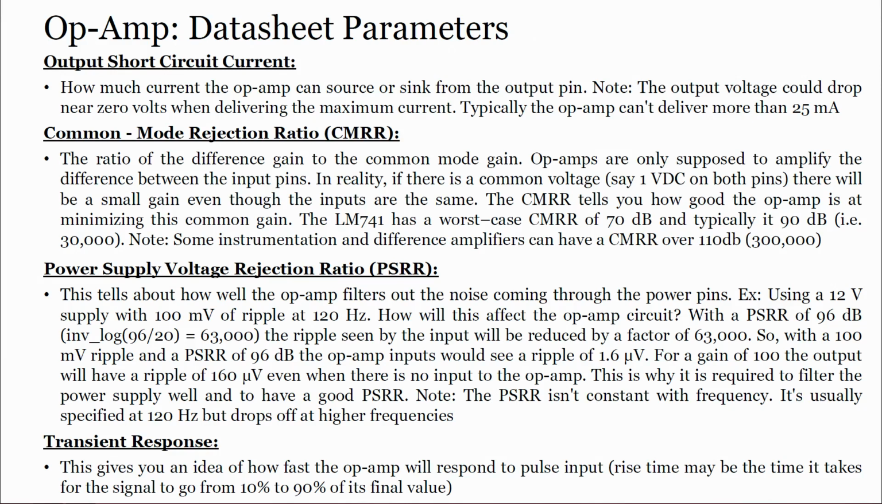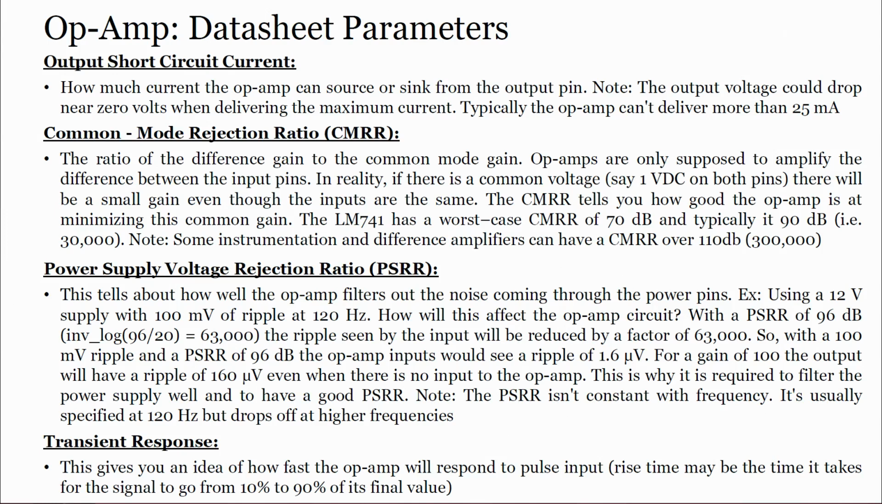So, using a 12 volt supply with 100 millivolts of ripple at 120 hertz, how will this affect the op amp circuit? Let us take an example where we are using a 12 volt supply, right, and there is 100 millivolts of ripple at 120 hertz. In this case, with a PSRR of 96 dB, the ripple seen by the input will be reduced by a factor of 63,000. So, with a 100 millivolt ripple and PSRR of 96 dB, the op amp inputs would see a ripple of 1.6 microvolts. For a gain of 100, the output will have a ripple of 160 microvolts.